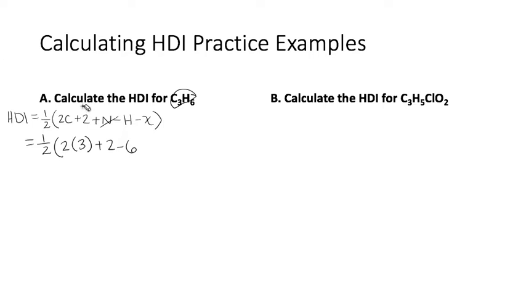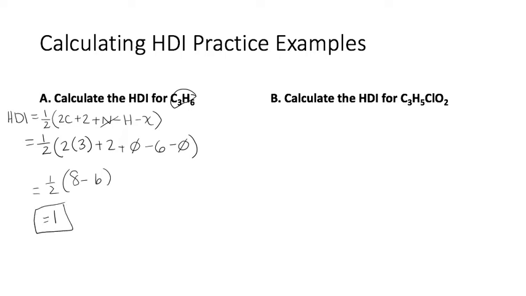Let me go back and add the nitrogens in just so you can be clear. I have no nitrogens, so I'm adding 0. I'm minusing 6, and then I'm minusing 0 because I have no halogens. If I put this together, I get 8 minus 6 times 1/2. I'm just simplifying. 1/2 times 2 is 1, so my HDI here is 1.